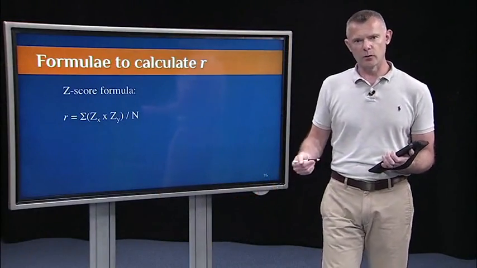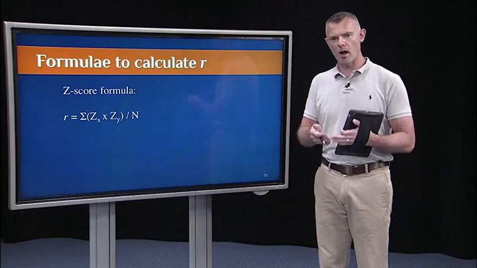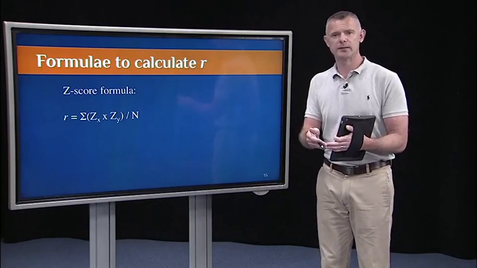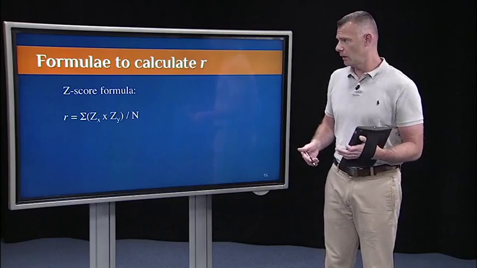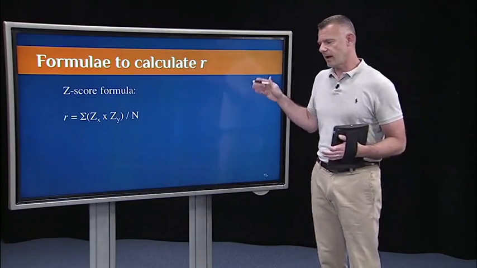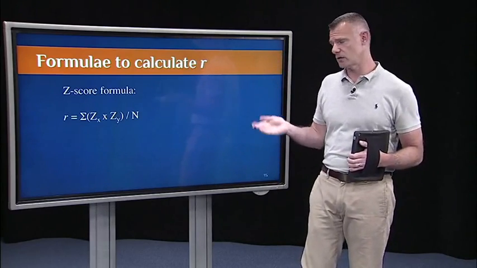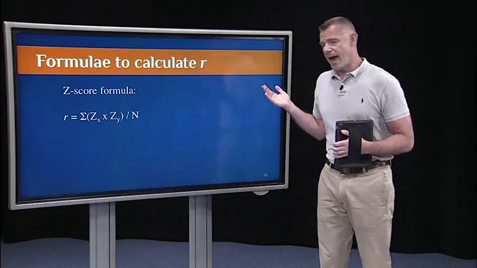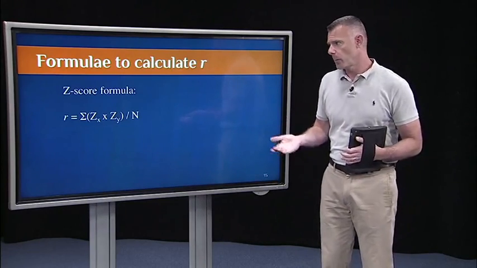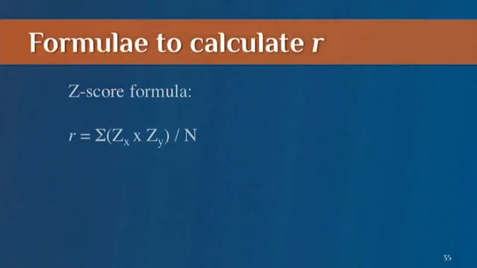Now let's look at the z-score formula. I'm going to do the same thing: start with it in a simple form, unpack it, and then show you how it's the same thing as the raw score formula. If we start with z-scores, remember any score can be converted to the z-scale. So if we have everything in z-score form, then this is the formula for the correlation coefficient. It's just the sum of the product of the z-scores divided by n.